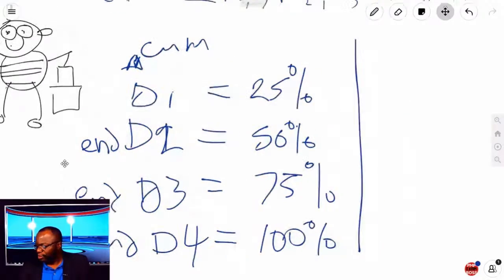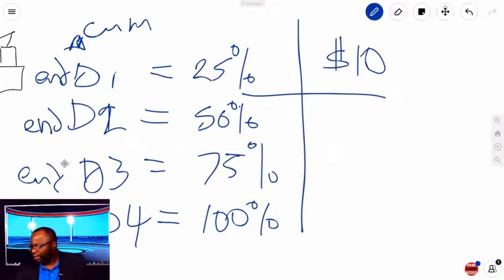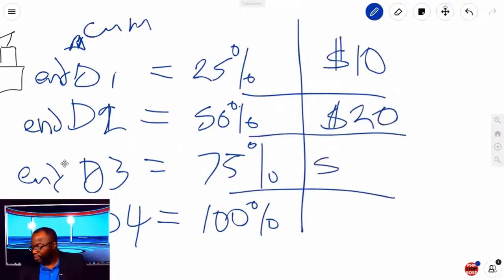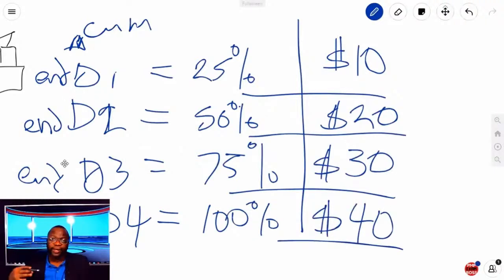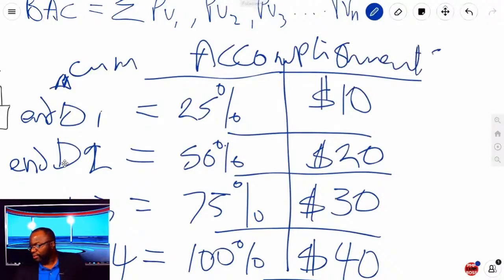And if you look at milestones of cost in a cumulative fashion, at the end of day 1, he should have spent $10. At the end of day 2, he should have spent $20. At the end of day 3, $30. And at the end of day 4, $40. Remember, I'm talking cumulative, and that's why I'm saying by the end. So the plan is that by the end, these would have been his accomplishments, either in percent or in dollars.